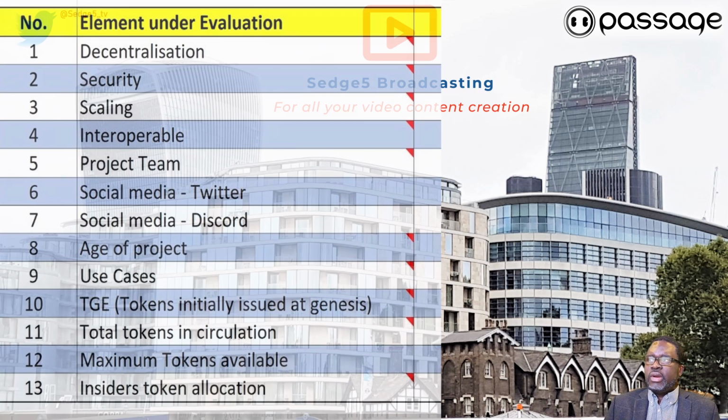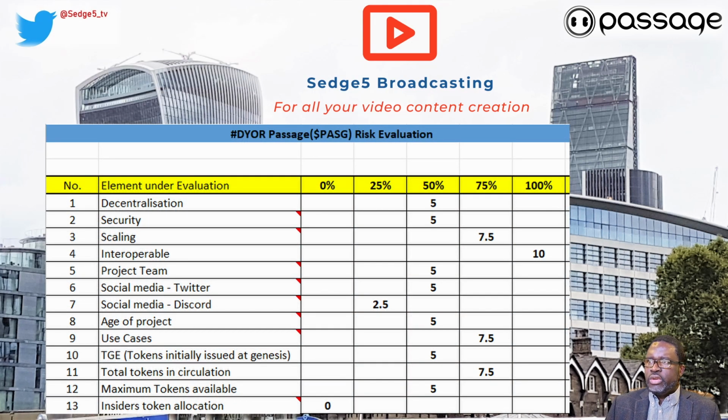So starting with decentralization is 5 points out of 10, on security 5 points out of 10, scaling 7.5 points out of 10, and interoperability 10 points out of 10. The project team 5 points out of 10, social media presence via Twitter 5 points out of 10, and social media presence via Discord 2.5 points out of 10.